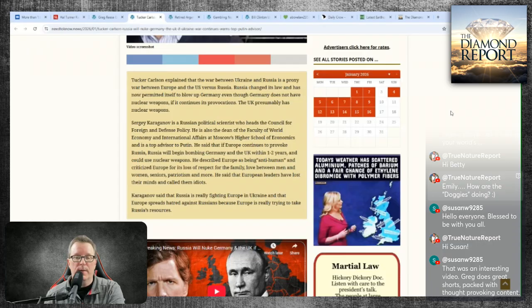He described Europe as being anti-human and criticized Europe for its loss of respect for the family, love between men and women, seniors, patriotism, and more. He said that European leaders have lost their minds and have called them idiots. Well, they haven't lost their minds. It's a plan. They're bringing these third world savages in on purpose to take over. And that's literally what's happening. I was mentioning earlier to a family member who said a friend of hers was in London, and I said, "Oh, you mean Londonistan?" Because that's what it is now.